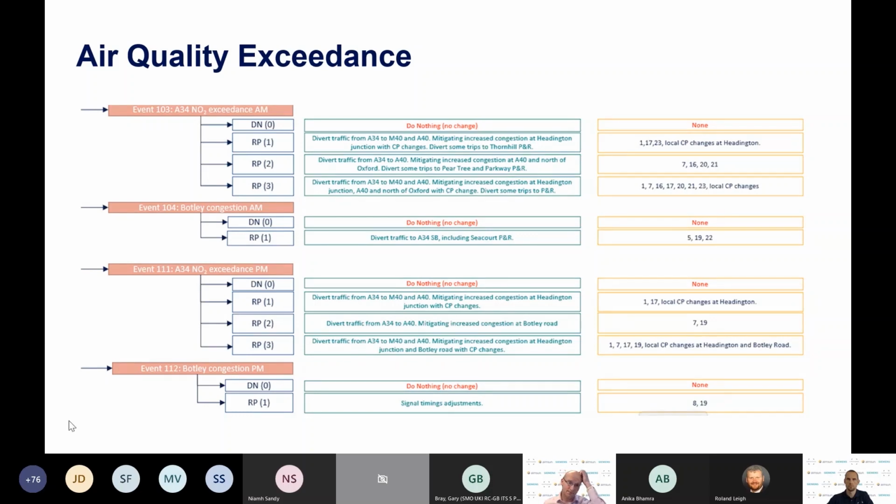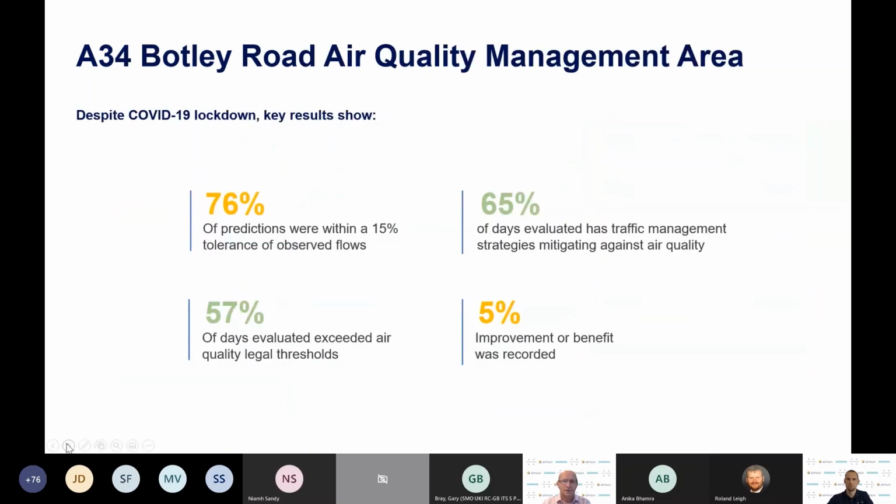Next slide. So as the project ended, we did an evaluation period, and this is ongoing. I'll come back to that before I finish my little update. So first off, how accurate were our predictions? Because if our predictions aren't accurate, then really the usefulness of this information is perhaps, or the system is not so good. So 76% of our predictions were within 15% tolerance of observed flows.